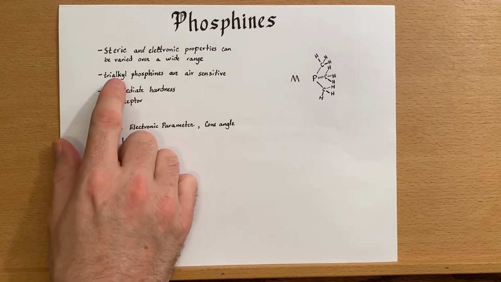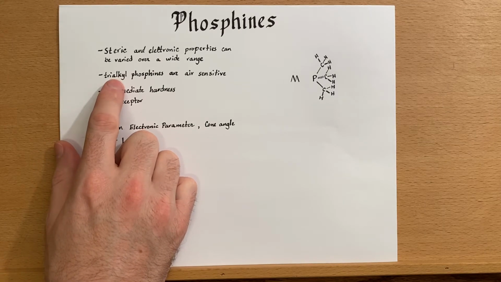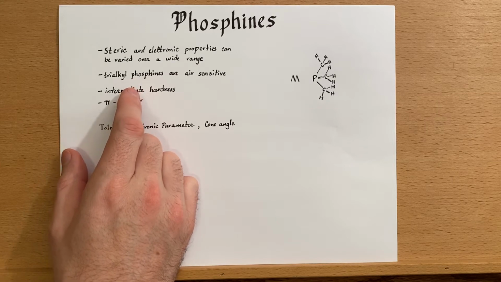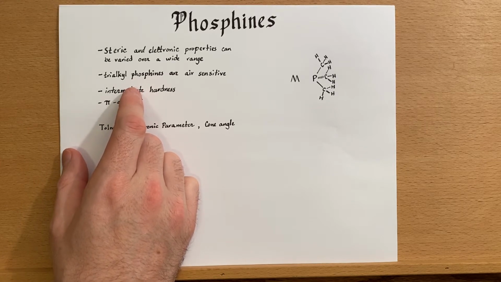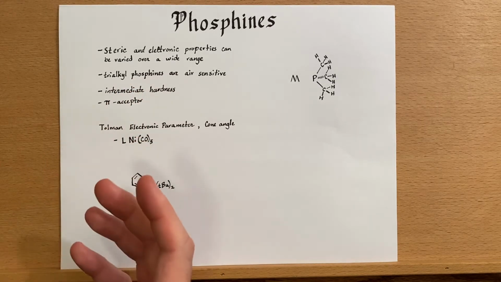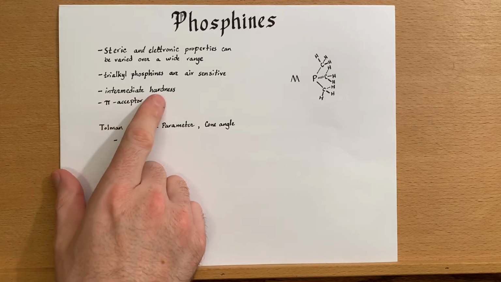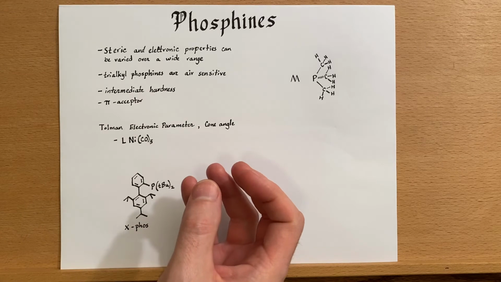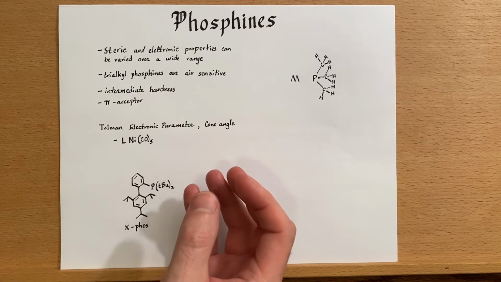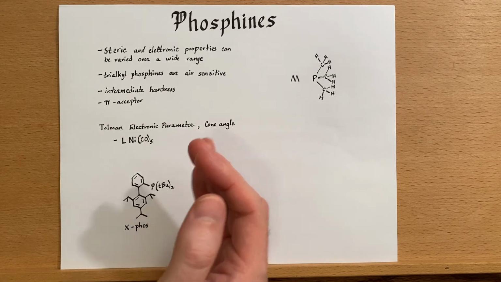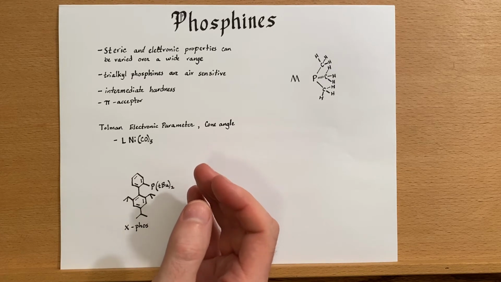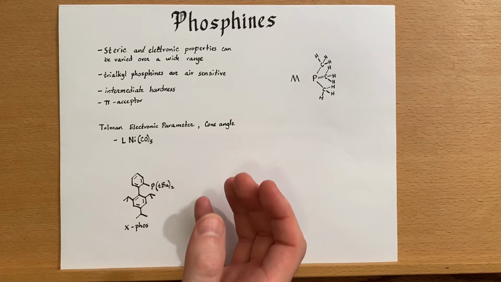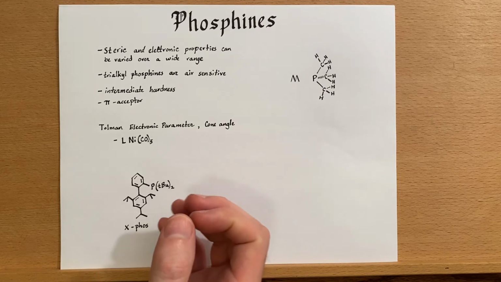Now, it does turn out that trialkyl phosphines are air sensitive, so that is something to keep in mind when you're working with these. They have an intermediate hardness, so not very hard, but also not a particularly soft ligand. It's kind of in that middle. The hard version of this ligand would be a nitrogen, and something softer would be further down the chart.